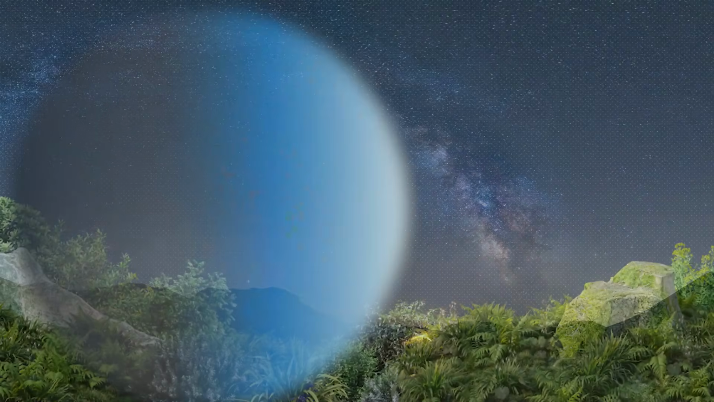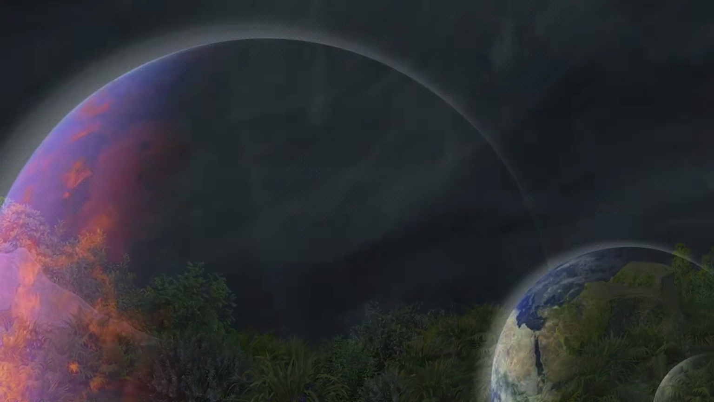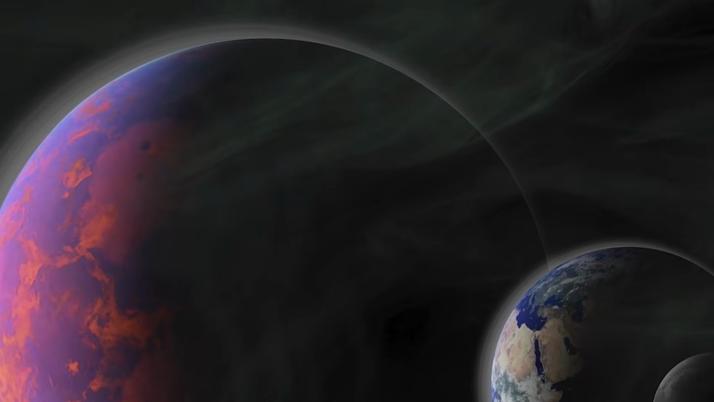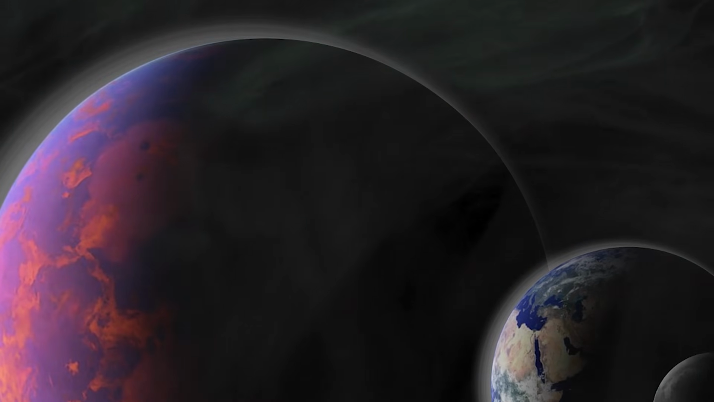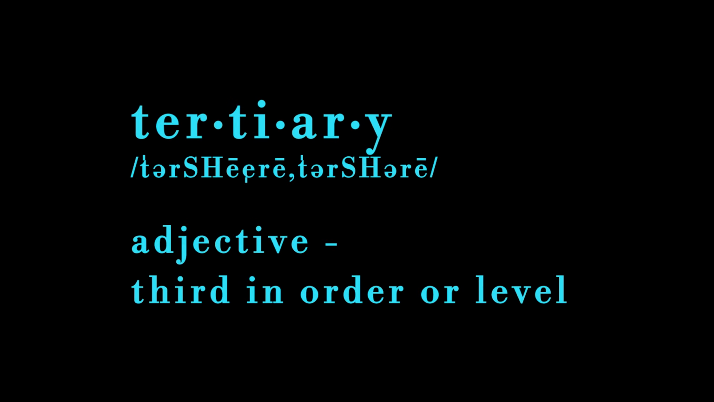What you're looking at on the left is Nemesis X. On the far right is our world, the world you know, the world of phenomena of sense and perception. It is the Terrasphere. It's Earth. But during the 60-year convergence period, when Nemesis X is actually converging with the Terrasphere, it creates what's known as a tertiary field. Tertiary means third field or level.